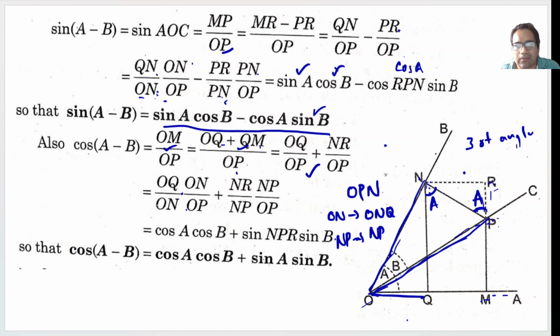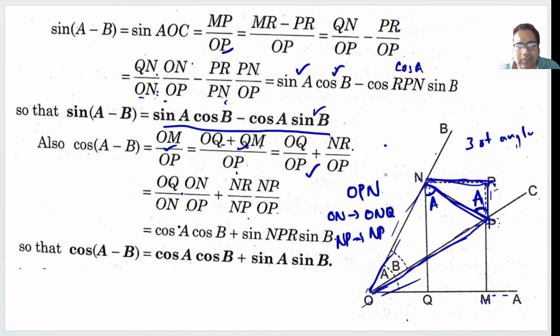Similarly, NR by OP. What is this? NR and the same OP. So what is the side common? This is a side common, right, in both the triangles. This triangle and this triangle. Right. Let us take this NP and multiply and divide this expression, NR by OP, with NP. Right. This becomes NR by OP becomes NR by NP into NP by OP.